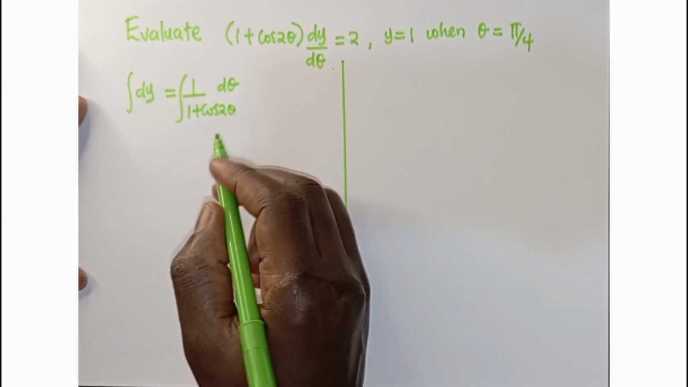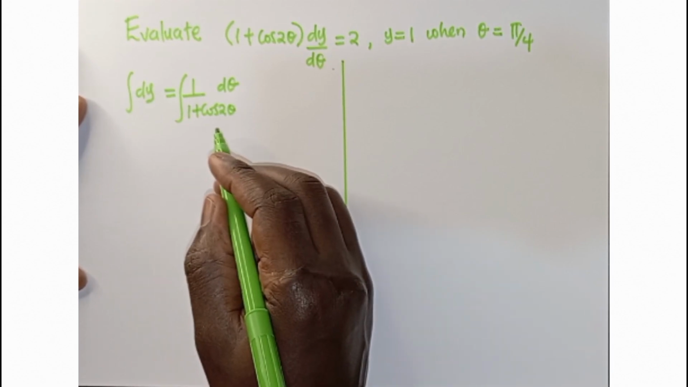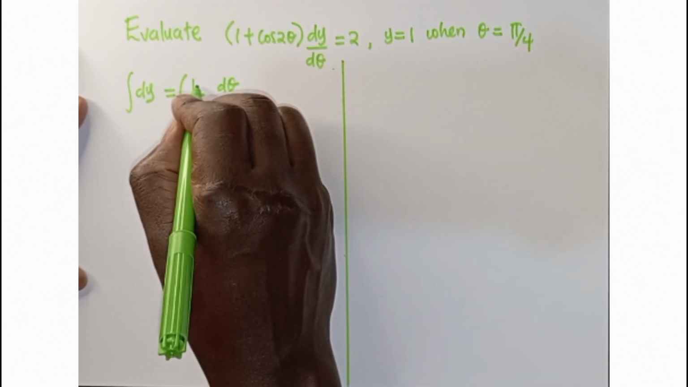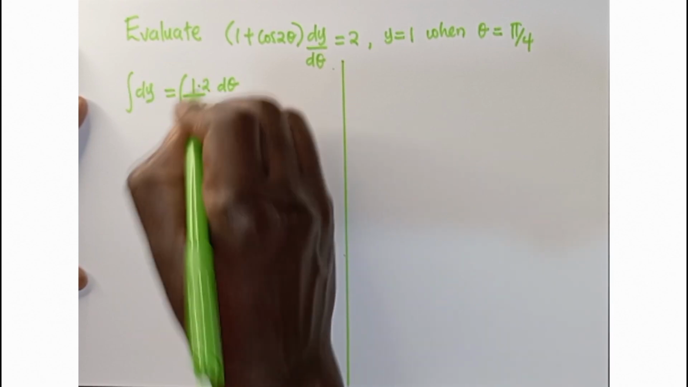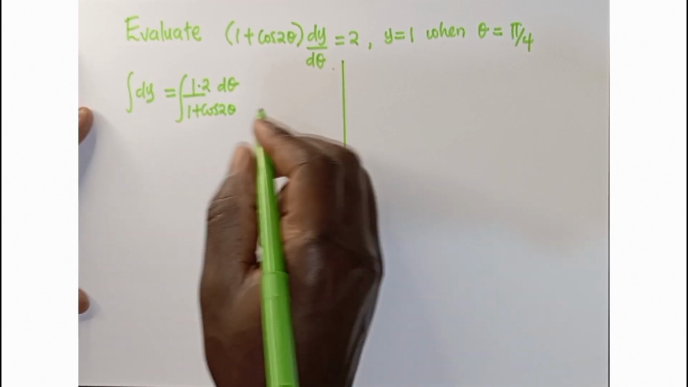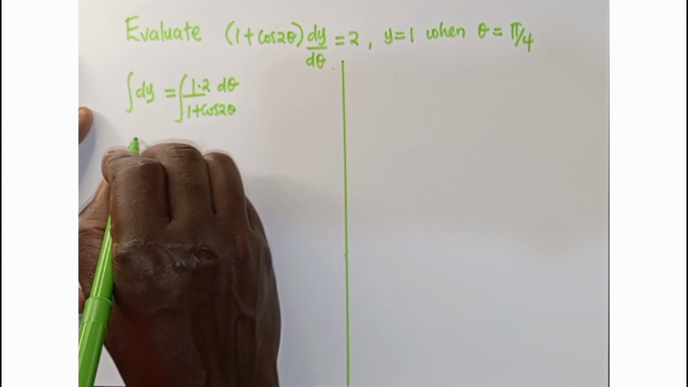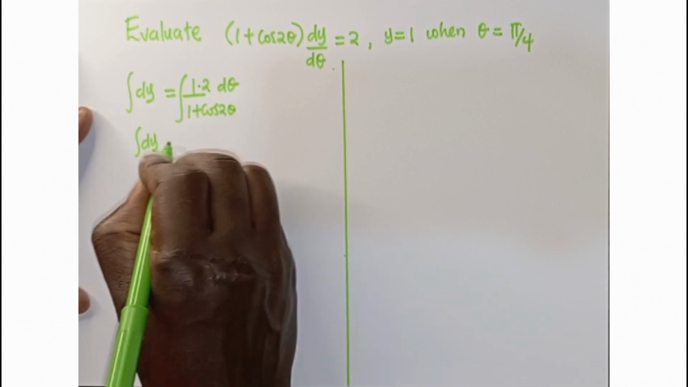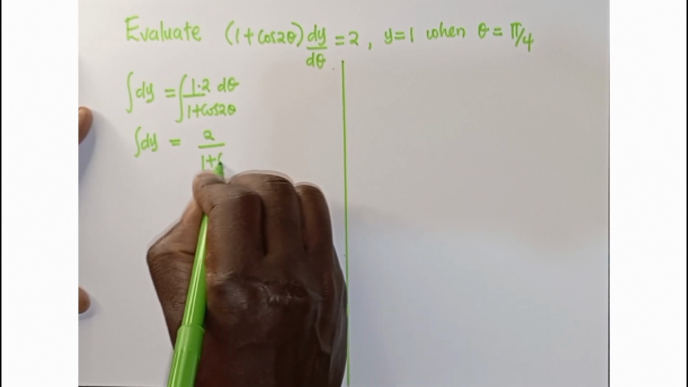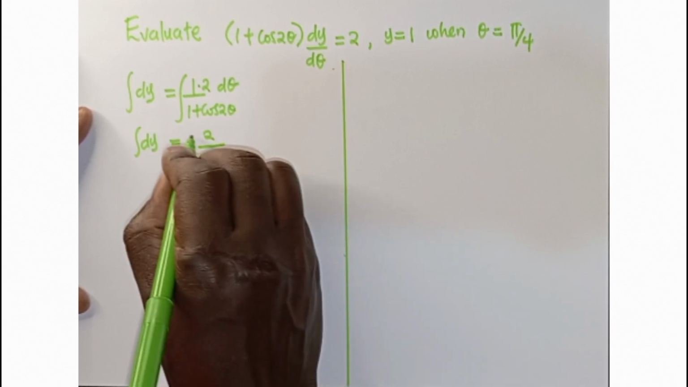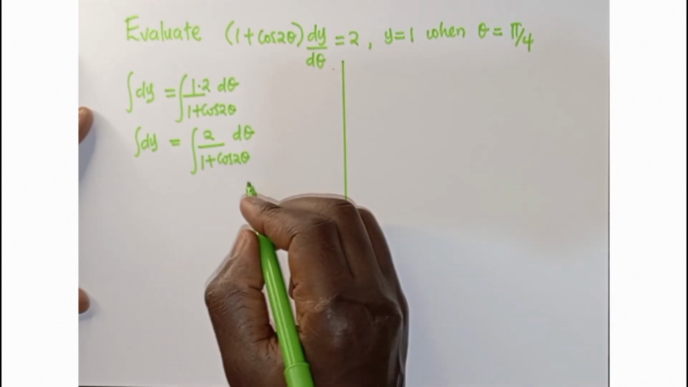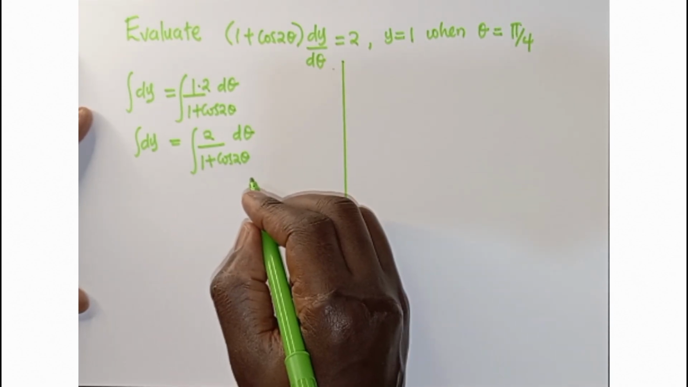Now when you reach such a number, remember there is a 2. You go ahead to simplify it first. So you can have the integral of dy is equal to 2 over 1 plus cos 2 theta integral d theta. Now if you look at this, this goes for t substitution.